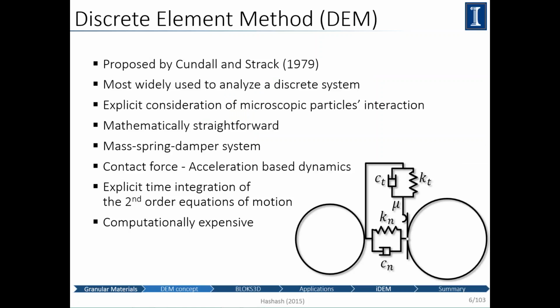And the way it works is it assumes these particles are rigid, mathematically straightforward. You have a mass spring damper system, and you do an explicit integration of the second order equation of motion. And that's important because it becomes a dynamic system, and you are limited to very, very small time steps. It becomes computationally expensive. The other aspect of it is that you have to figure out when your particles are in contact or not.